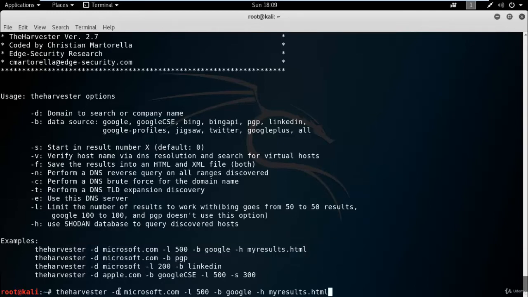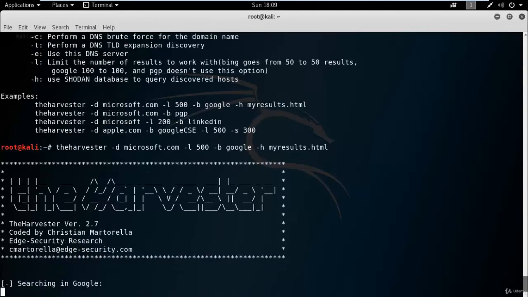-d stands for domain to search or company name. -l is to limit the number of results to work with, and -b is the data source. So let me target Microsoft.com.